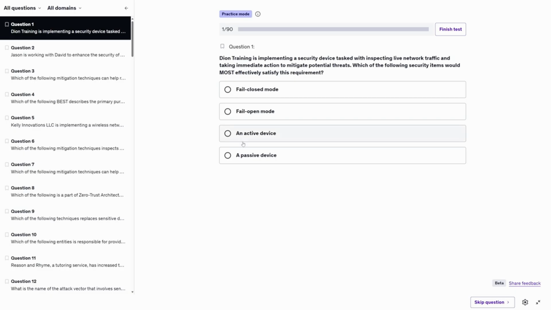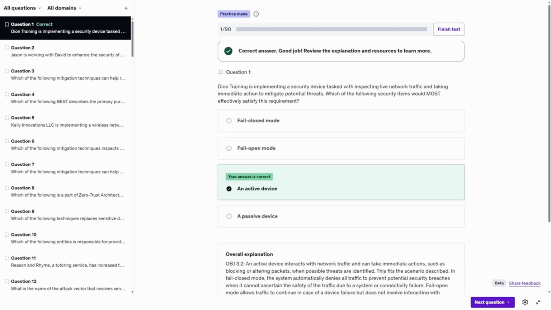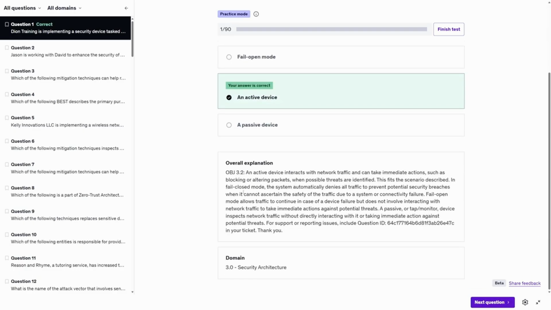All right, the correct answer here, I believe, is an active device. Let's see if we got that right. Okay, so here's the overall explanation. OBJ 3.2, an active device interacts with network traffic and can take immediate actions such as blocking or altering packets when possible threats are identified. This fits the scenario described.